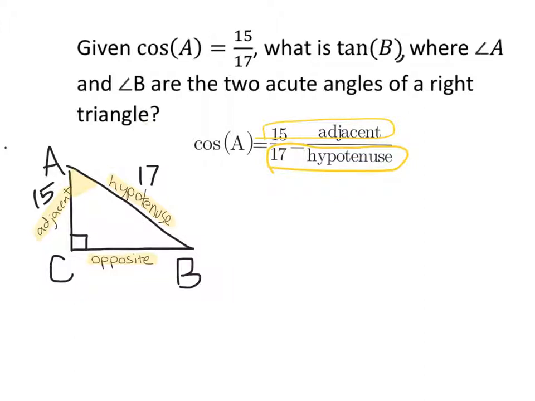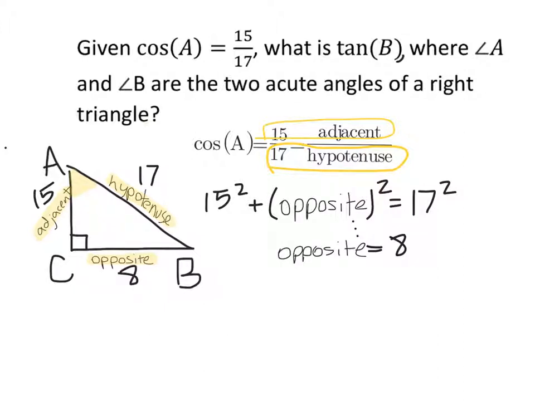Once again, we have a side length missing. We again don't know what the opposite is, so we'll have to use Pythagorean theorem to find it. So by Pythagorean theorem, we know that 15 squared plus the opposite squared is equal to 17 squared. Therefore, opposite ends up being equal to 8. Now we're almost ready to find the tangent of B. However, our triangle right now is labeled in reference to angle A. We're going to need to relabel it in reference to angle B.